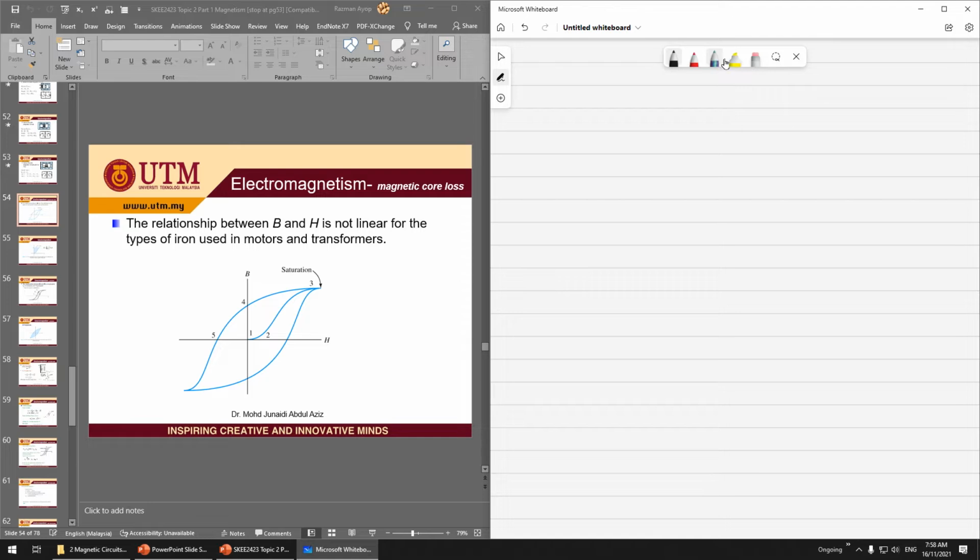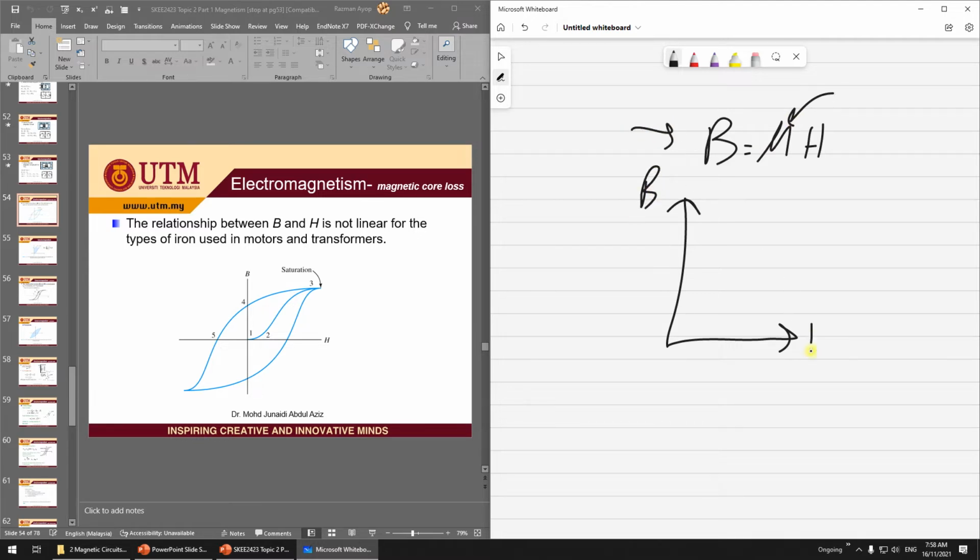Let me change the pen first. Okay, so recall your B-H curve. B is equal to mu H. Because mu is constant, this is basically a linear equation. So this is B, this is H, and the relationship is something like this. The gradient is mu. So that is the theory of the B-H curve.